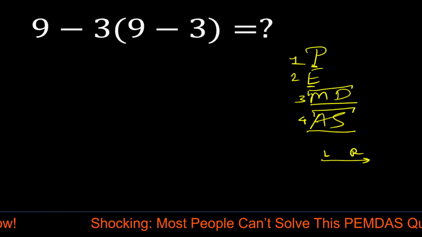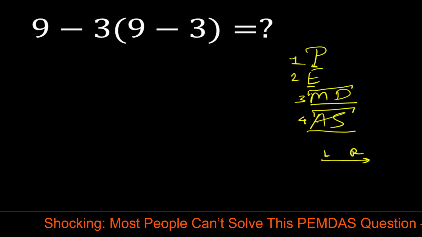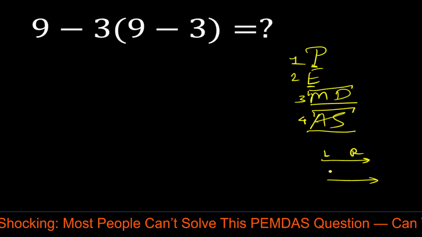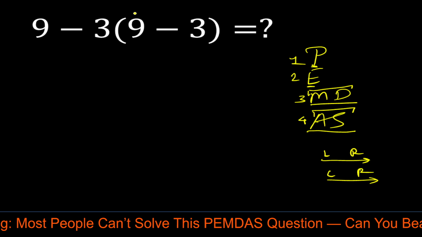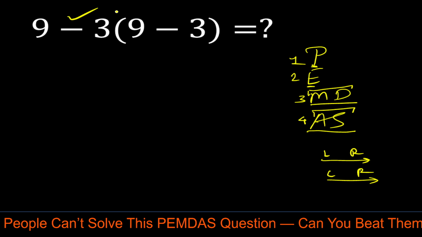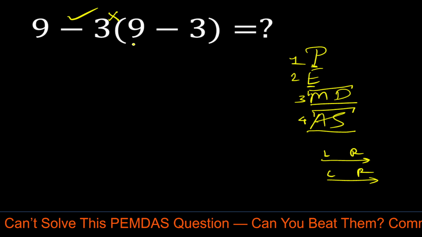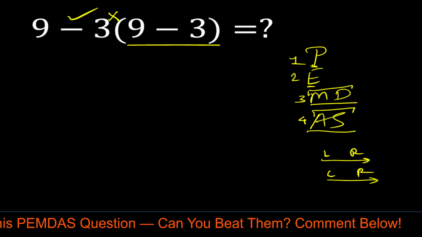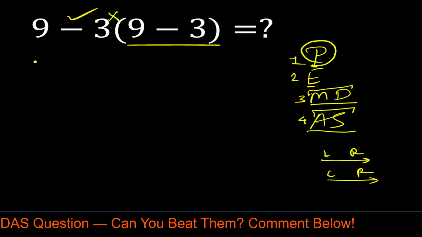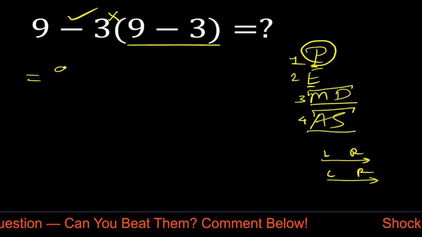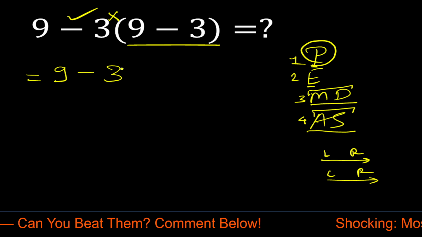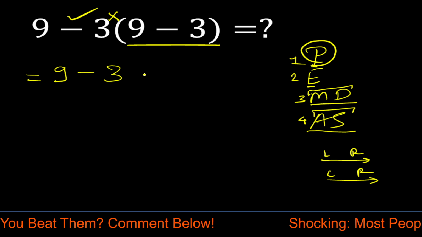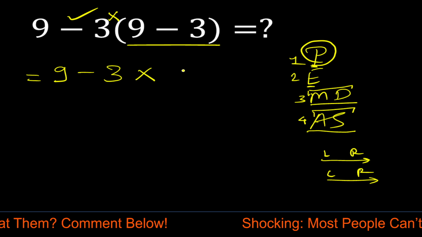Also addition and subtraction both have equal priority, so we have to solve it from left to right. So in this question, here we have subtraction, here multiplication, and here we have one parenthesis, right? So according to the PEMDAS rule, first we have to solve the parenthesis. So now 9 minus 3. Now solve this parenthesis. 9 minus 3 is equal to 6. So times 6, right?